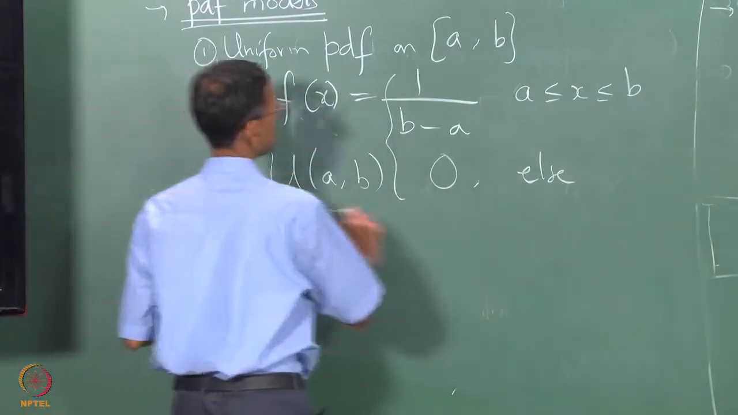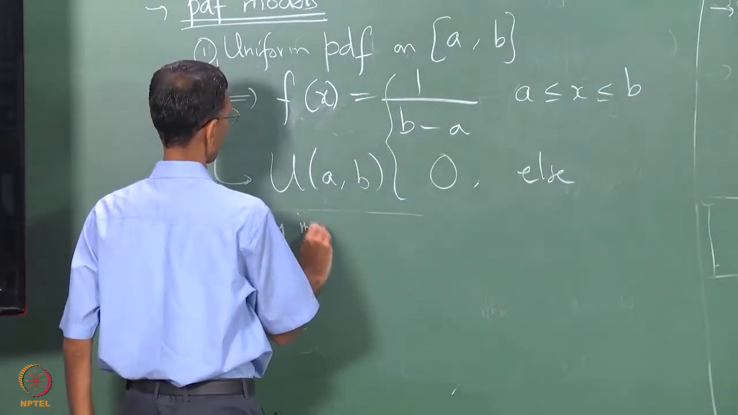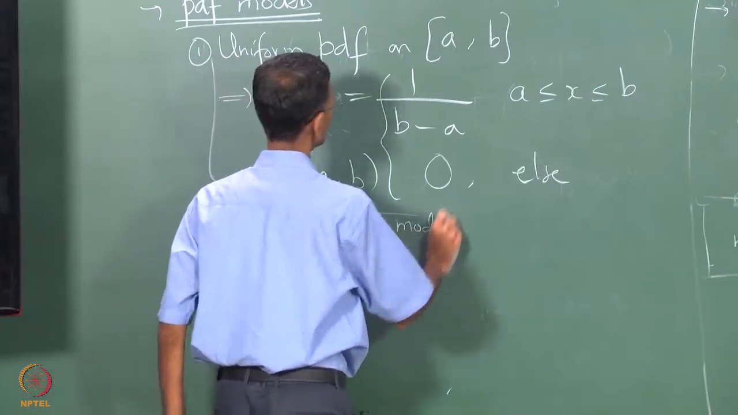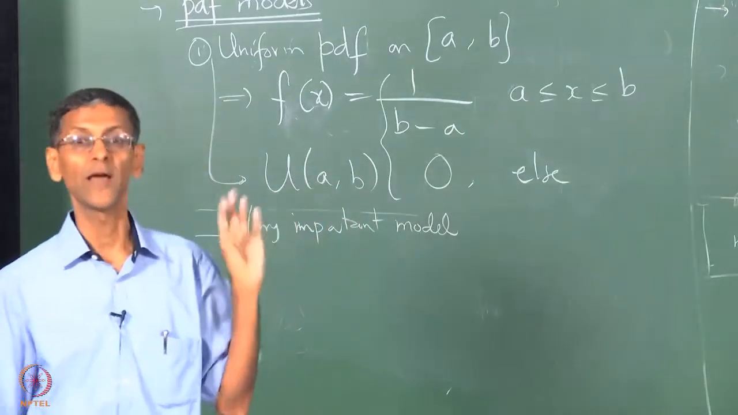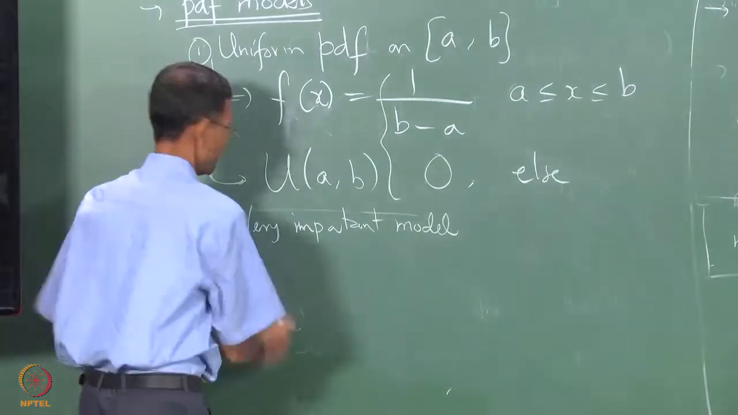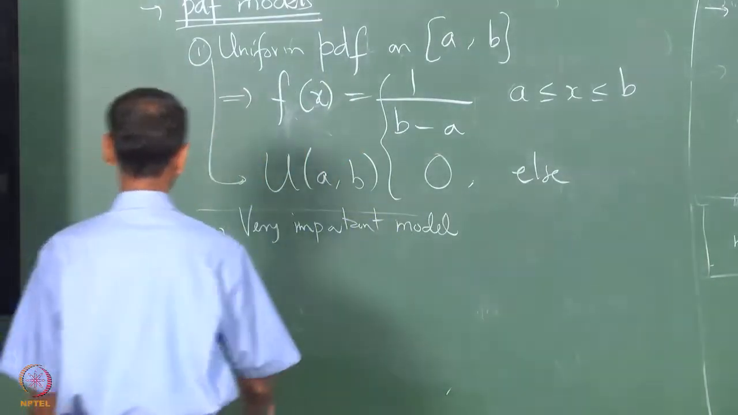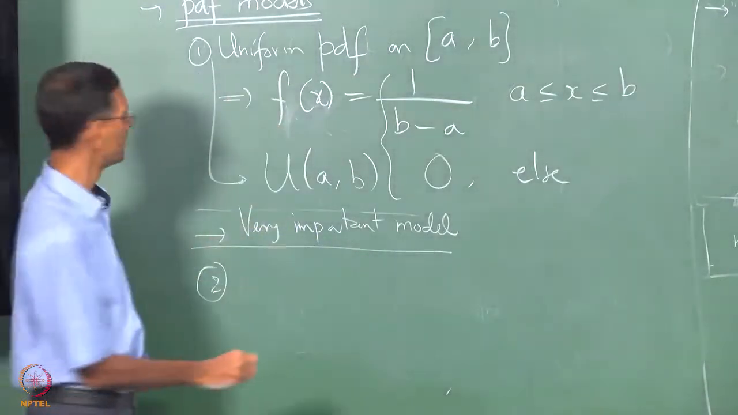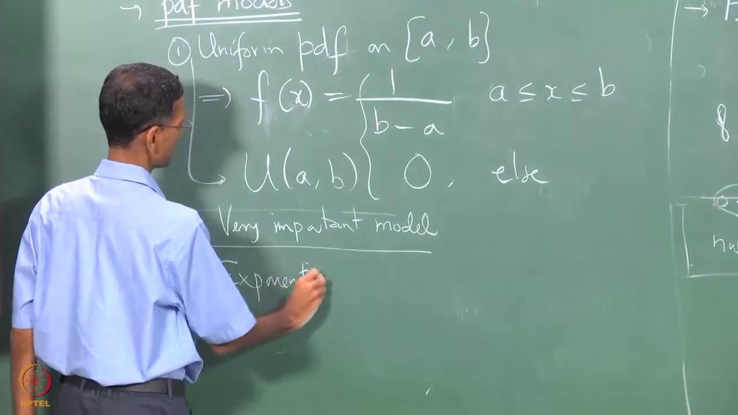So this is a very important model, because it says that the most important thing, the probability, depends only on the width of the interval and not where it is. Now to go to some non-uniform models, all the other models of course are going to be non-uniform. The next one we will just list is this exponential PDF.